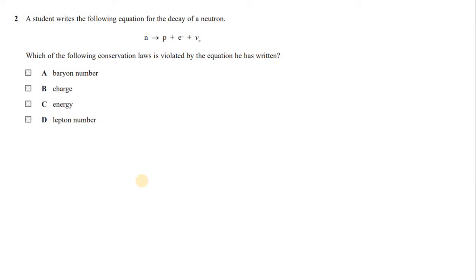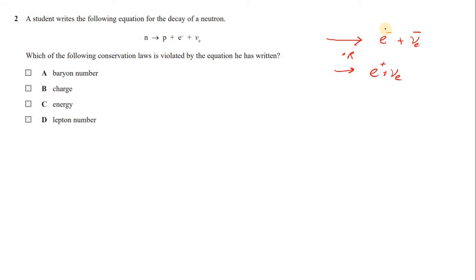Question number 2. A student writes the following equation for the decay of a neutron. Which of the following conservation laws is violated by the equation he has written? One thing that you can immediately see, and remember, this is just an idea: after decay, if you have an electron, you must have an anti-electron neutrino with it. Or after decay, if you have a positron, then you must have an electron neutrino.